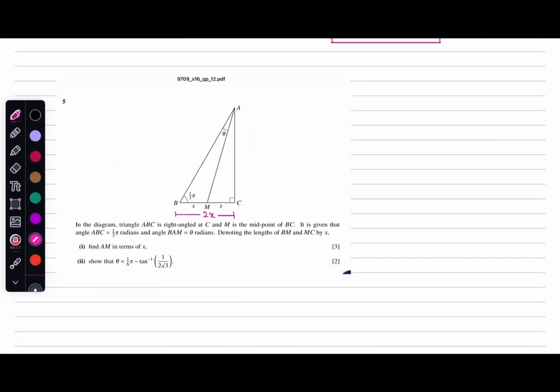So for part 2 of the question, it says show that theta equals pi by 6 minus tan inverse of 1 over 2 under root 3. Now this is the hint that is given to us. Pi by 6 is actually the angle for ABC.